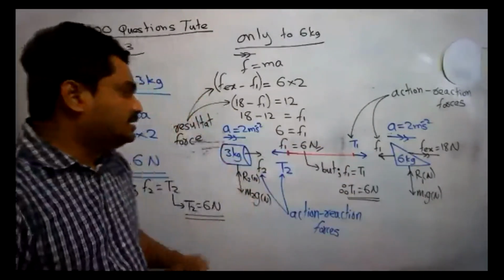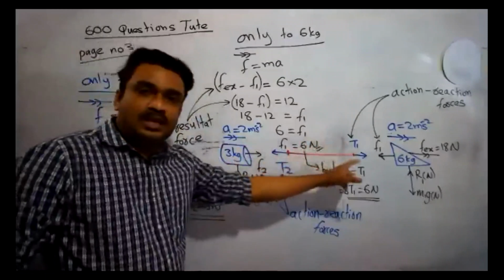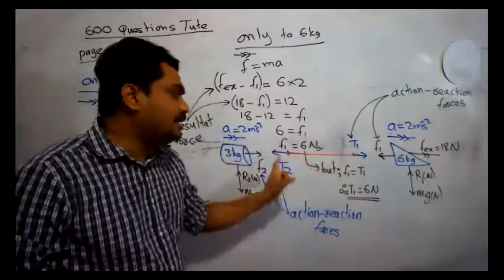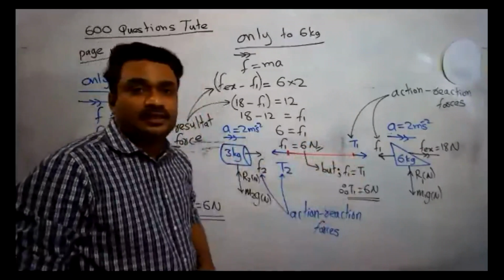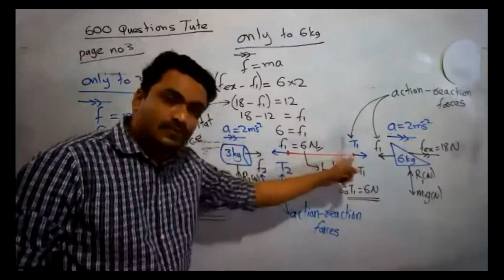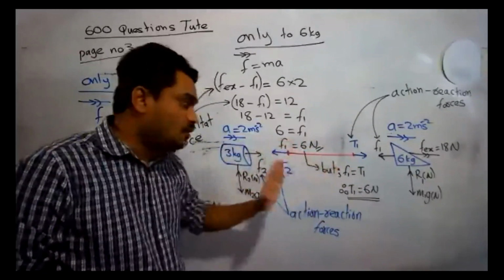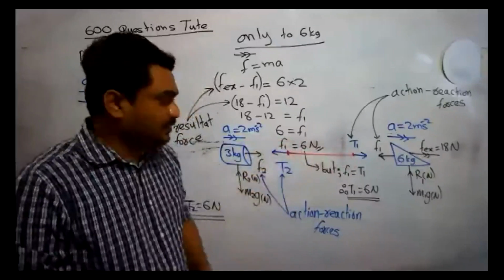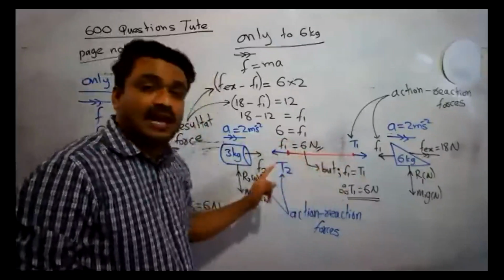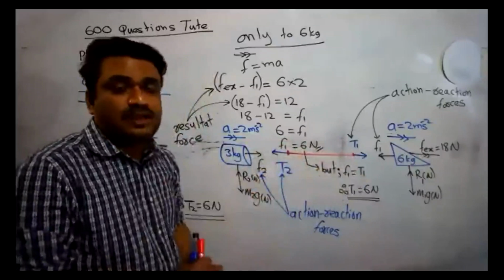Remember that the tension forces are equal only when the mass of the string is 0. If it is given that the string is massless or the string is light, then only the tension forces are equal. If the string has a mass, the tension forces will not be equal.